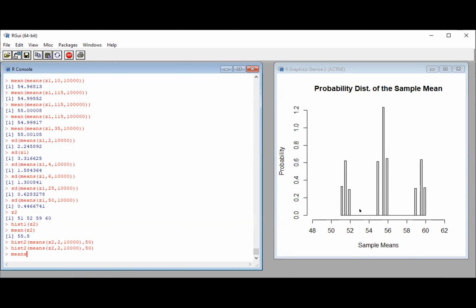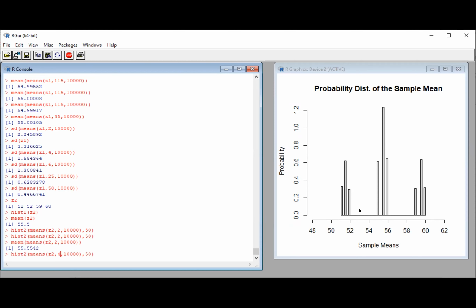But the mean of this is still the same as the original population, 55.5, because that theorem had nothing to do with whether the distribution is a normal distribution or not. But now let's see what happens when I increase the size of the samples.